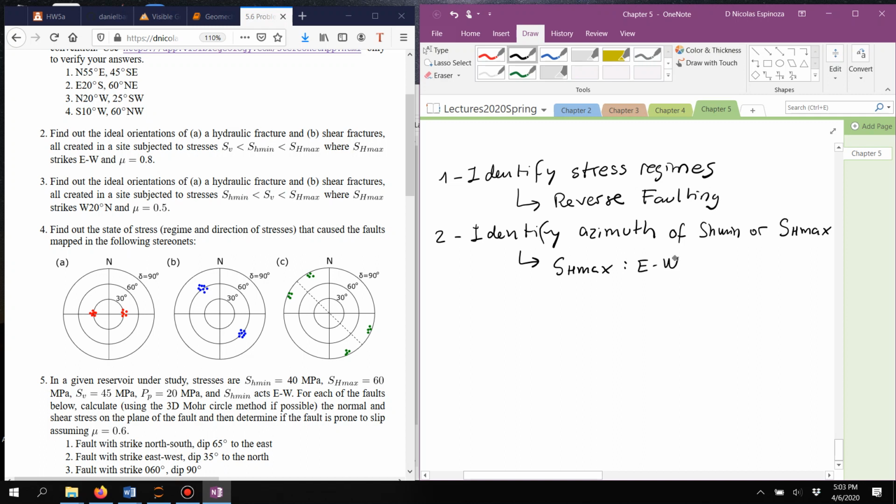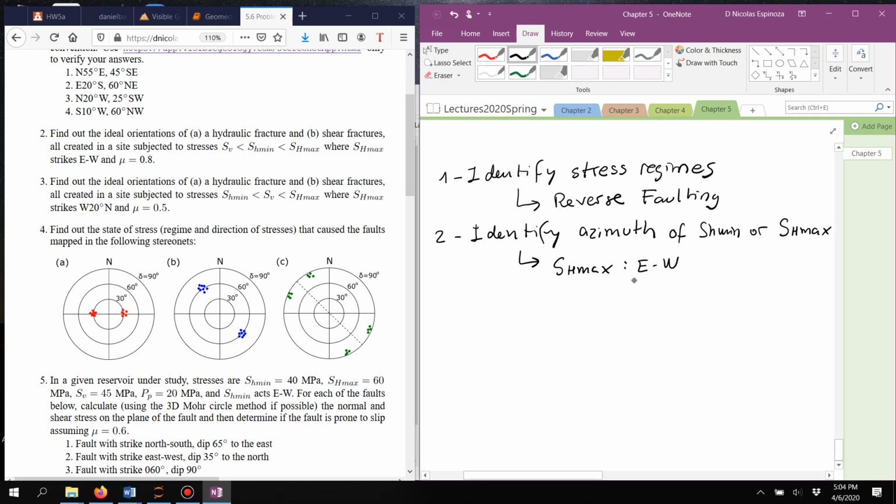Okay, with this data, we can already find the orientation of a hydraulic fracture. So the first thing I'm going to do is draw a block diagram that is going to identify these conditions. I see that one of the horizontal stresses is aligned with the east-west direction, and therefore that's going to make it easy to do a 3D drawing. So I'm going to go with a 3D drawing of this.